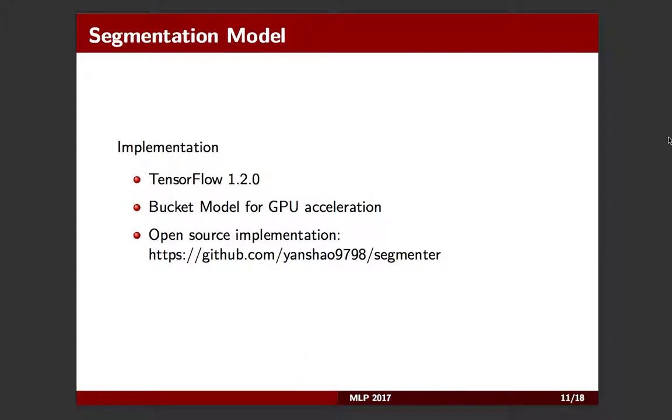Our neural networks are implemented using TensorFlow. We adopt the bucket model for GPU acceleration. We also provide an implementation of our model, which is available on GitHub. You can use it to reproduce the results reported in the paper, or you can use it as a baseline to compare with your own system.